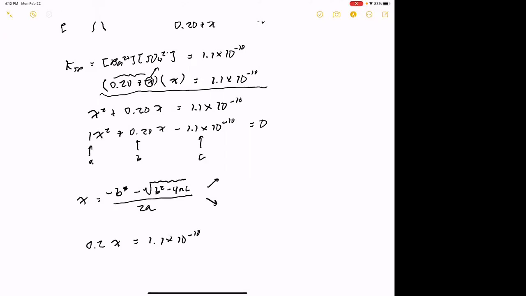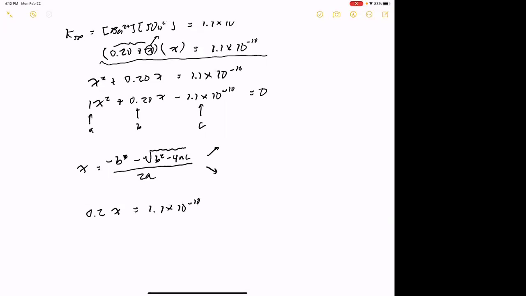Now, is that an easy problem to solve at this point? That's a whole lot easier than the quadratic, right? So now X is just equal to 1.1 times 10 to the minus 10th, divided by 0.2. That's a whole lot easier, isn't it? If you work that out, that turns out to be, I believe, 5.5 times 10 to the minus 10th. All right, and that's a pretty darn small concentration.